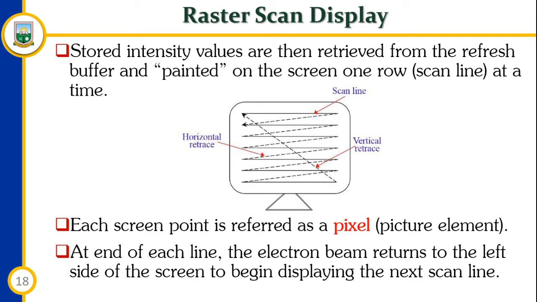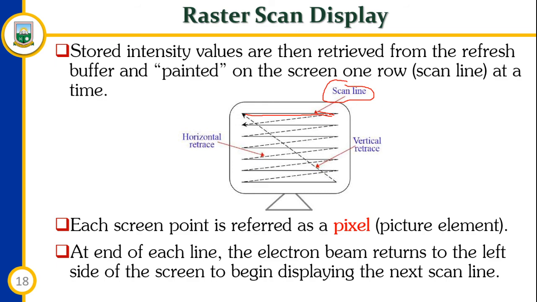The stored intensity values are then retrieved from the refresh buffer and painted on the screen, one row at a time, which is termed a scan line. So assuming this is the monitor, all the horizontal rows that we see are termed the scan lines.